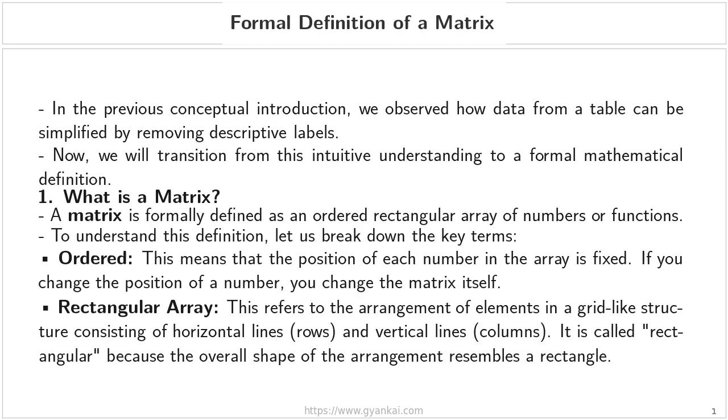Next, we have rectangular array. This refers to the arrangement of elements in a grid-like structure. This grid consists of horizontal lines, which we call rows, and vertical lines, which we call columns. It is described as rectangular simply because the overall shape of this arrangement resembles a rectangle.